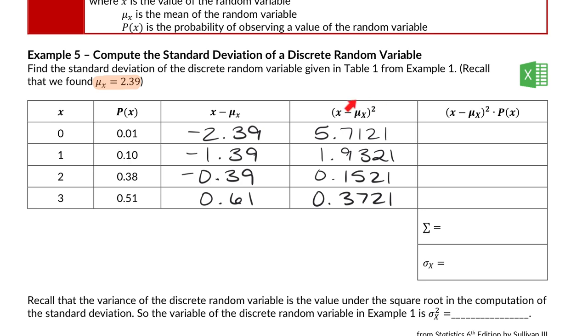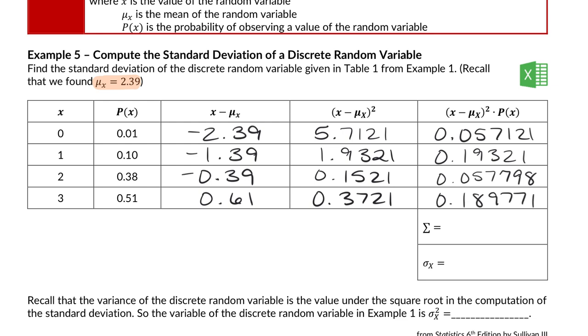Then we're going to take this squared term and multiply it by the probability. So 5.7121 times 0.01 gives 0.057121. And again, you multiply the squared difference times the probability for each next row. Honestly, I cannot read my handwriting on this one. What is the number for the third row? 0.057798 or 88? 98. And then 0.189771. So we have all of those values for each value of the random variable.